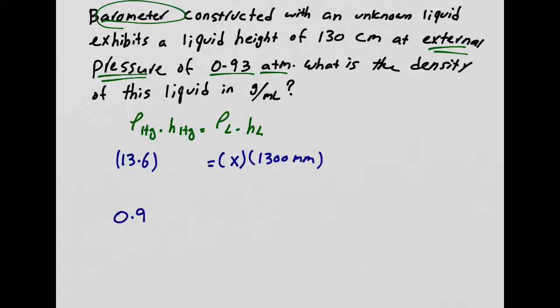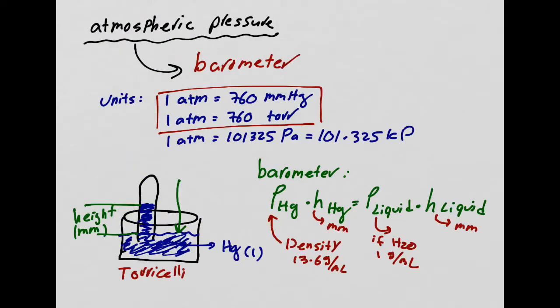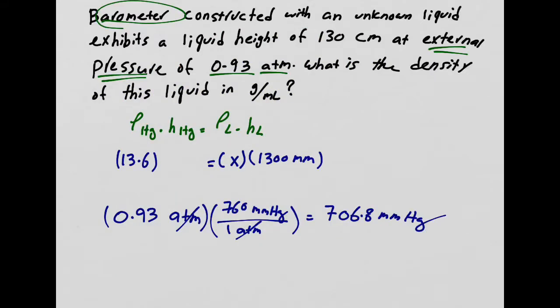So 0.93 atm. Okay. Now 1 atm is 760 millimeters of mercury. So the atm cancels out, and I end up with 706.8 millimeters of mercury. Again, remember this: the external pressure is the same thing as the millimeters of mercury, right? You exert pressure, and this height, which is the height of the mercury, is going to change. That's how that number comes.